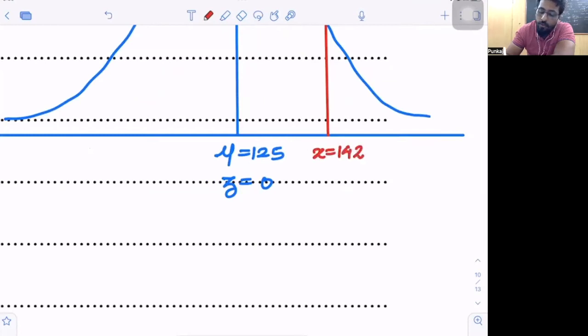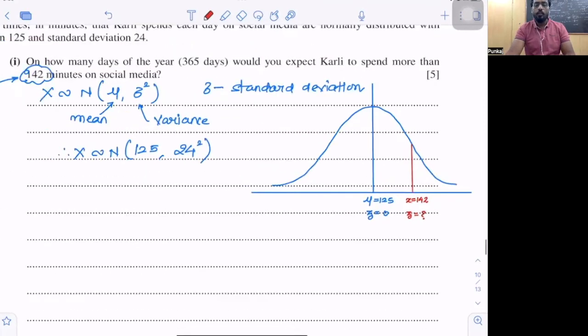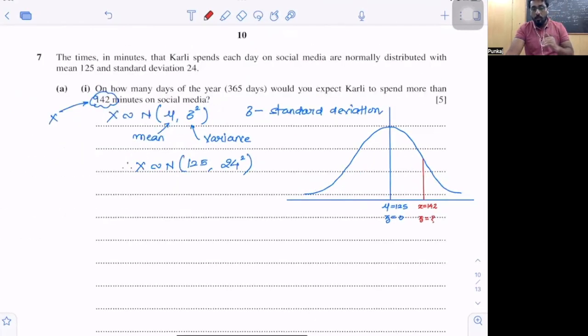X is 142. So there will be some value of z. That value can be called z, or sometimes z1. It's entirely your choice what you want to call that. The area under this bell-shaped curve is always 1. The probability is 1. The total data is going to give you the probability as 1, right?